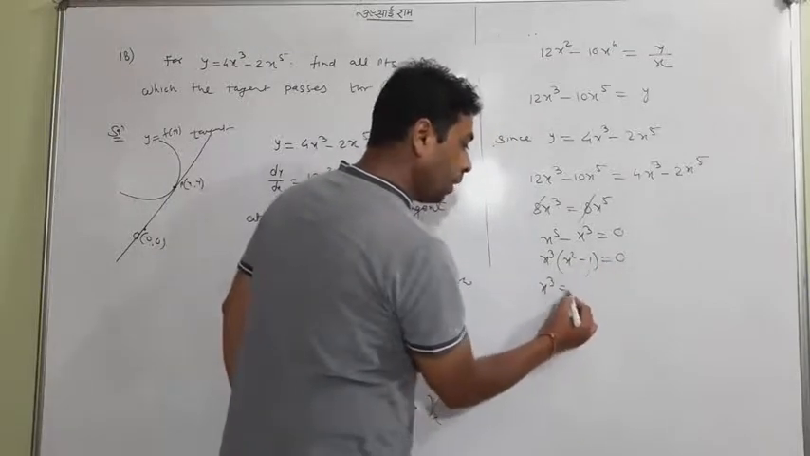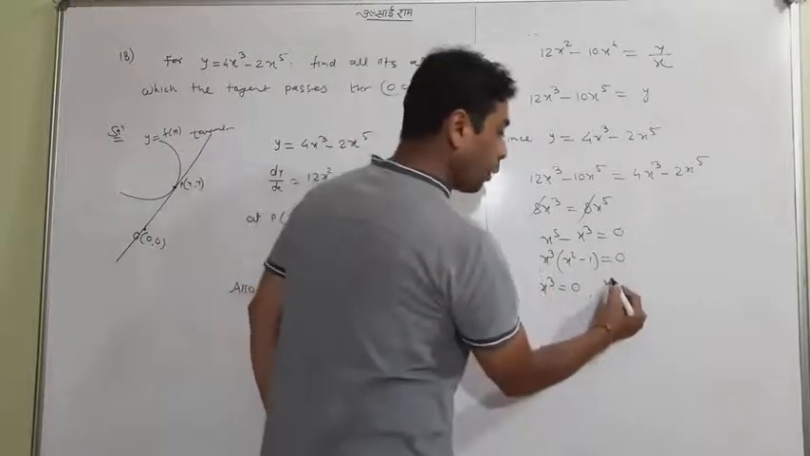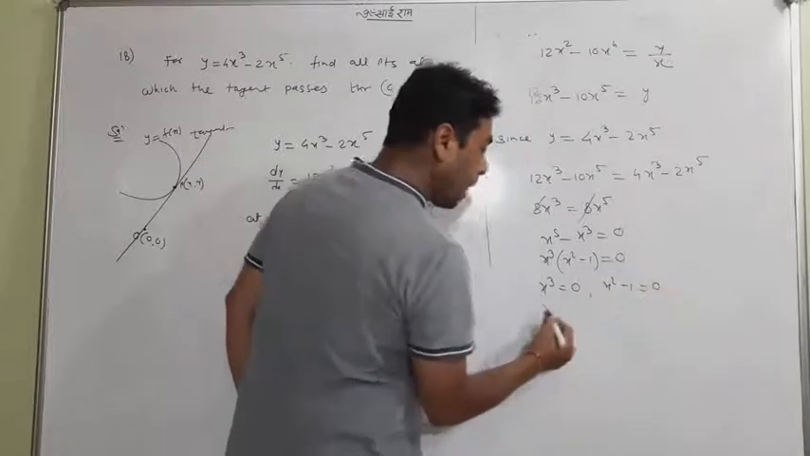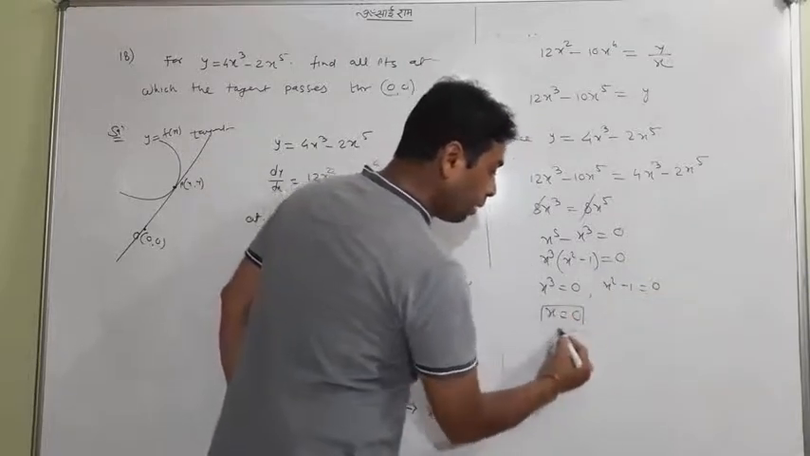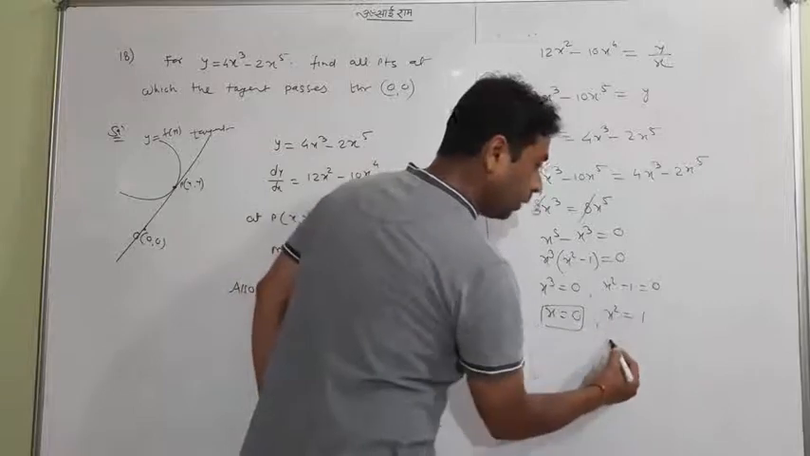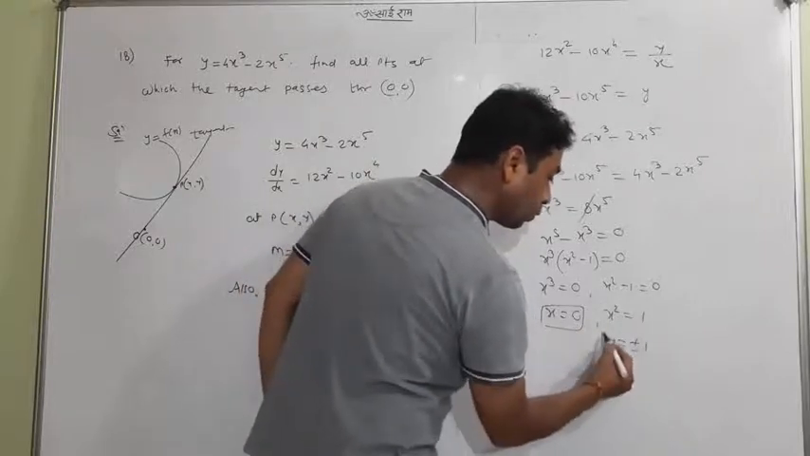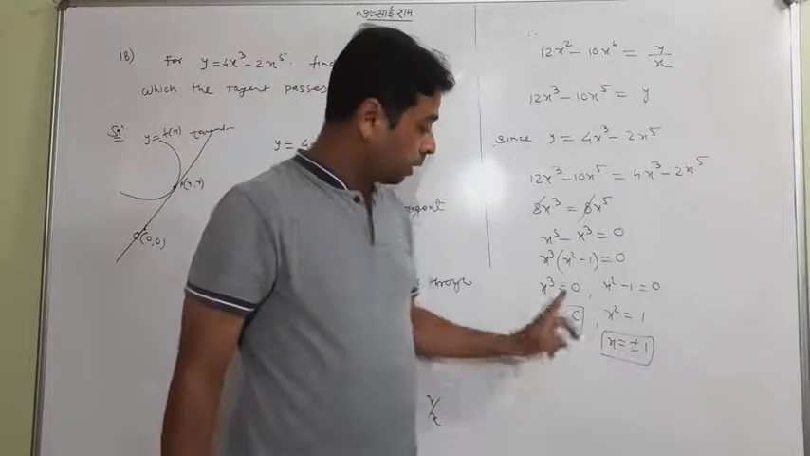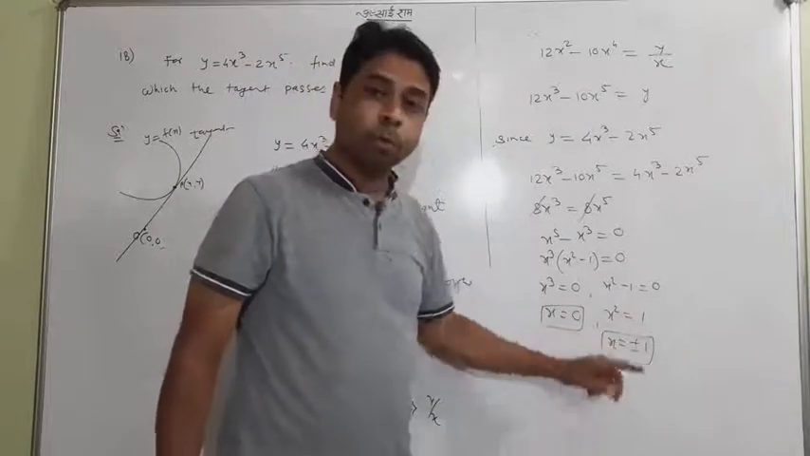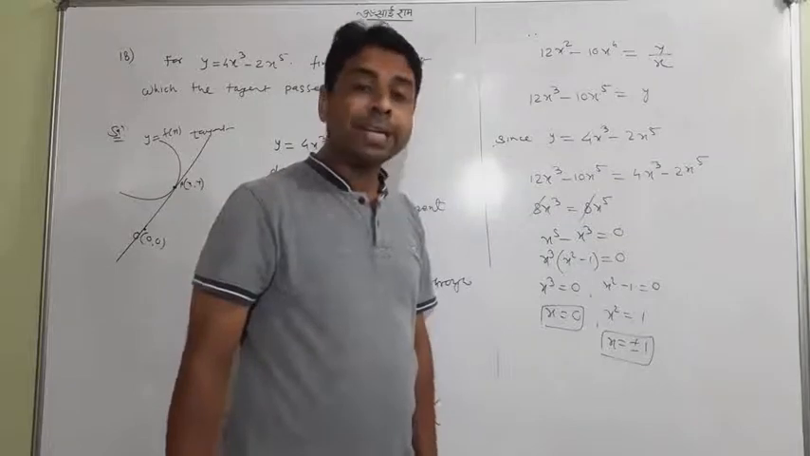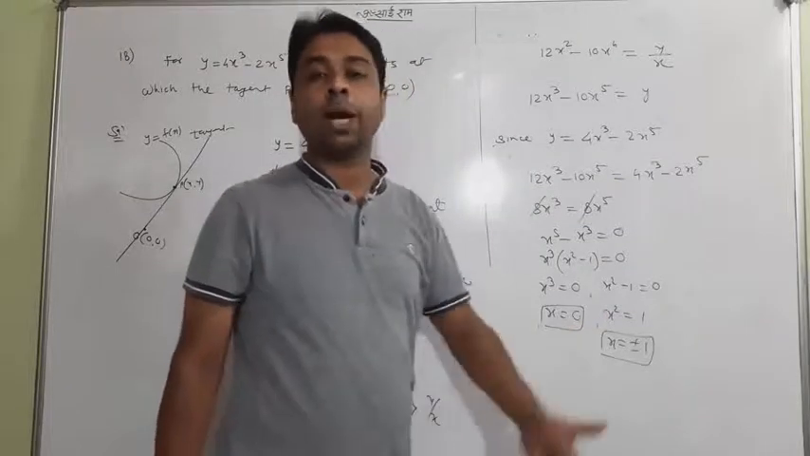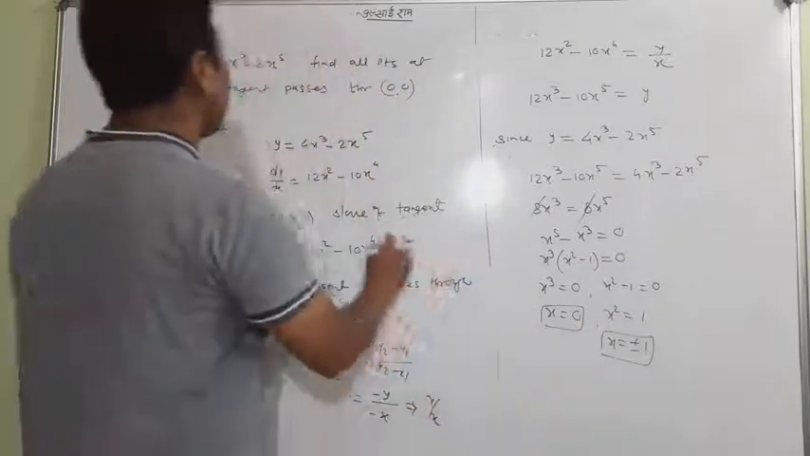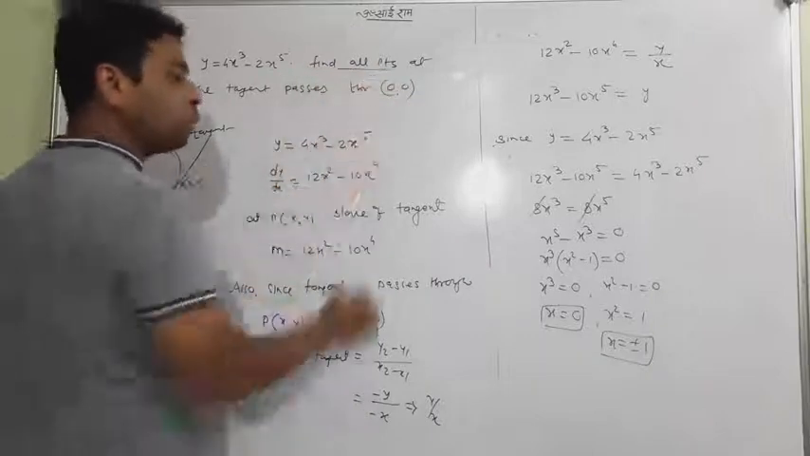So either x³ will be 0 or x² minus 1 will be 0. x equal to 0 comes from here, and x² equal to 1 comes from here, so x equal to plus and minus 1. We have 3 options: x equal to 0, x equal to 1, and x equal to minus 1. For all these x we will find the respective y, and only points we have to find.